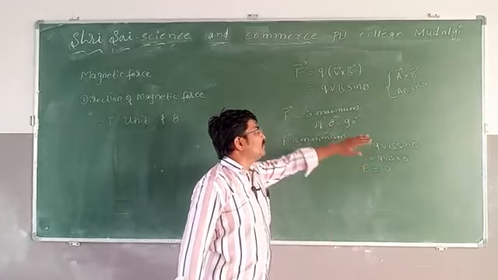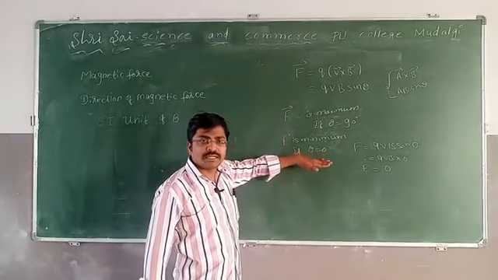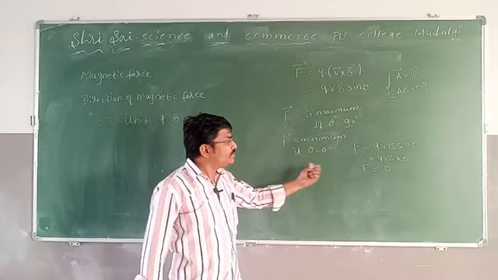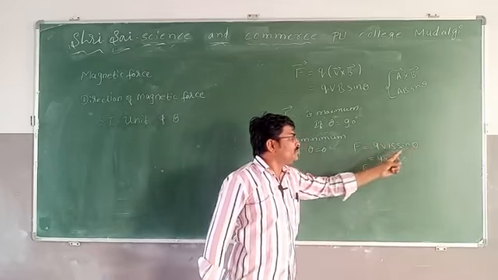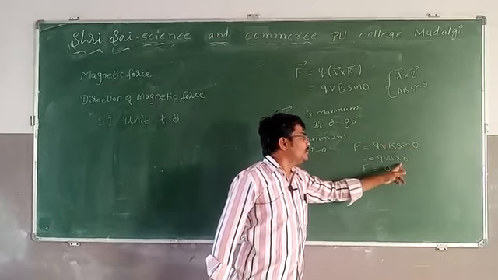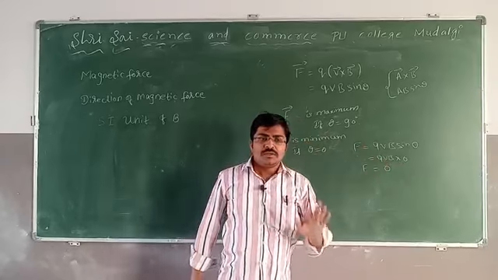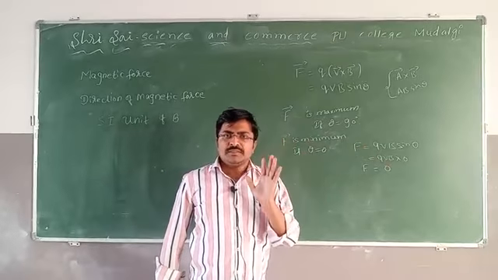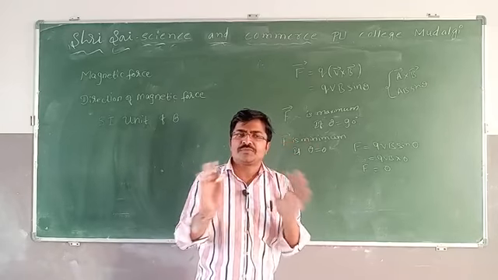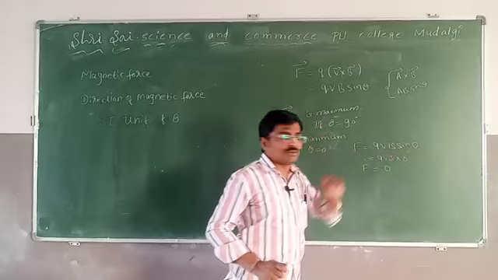F is maximum when theta is equal to 90 degrees, that's fine. F is minimum when theta is equal to 0. If theta is equal to 0, sin 0 means 0. Therefore, QVB into sin 0 is QVB into 0, total 0. Therefore the F value becomes 0. If the F value is 0, there is no force, no existence of force. There is no force acting on that charged particle. When theta is equal to 0, what is the theta?